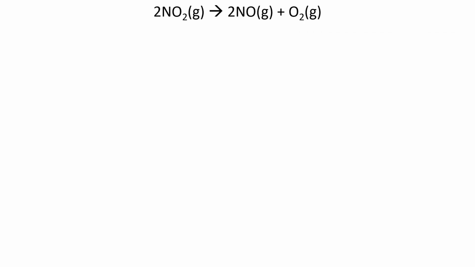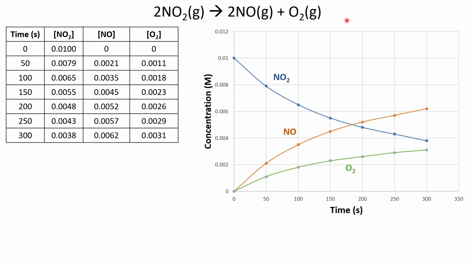Let's do one more. Okay, so we've got a new chemical equation. It's very similar, but it has a different stoichiometric relationship. We've got 2 of our nitrogen dioxide going to 2 of our nitrogen monoxide and oxygen gas. Now, in this case, you'll see from our data table, we're starting with different concentrations. So we're starting with our reactant, and of course, we have no products. Our reactant is going to decrease, and our products are going to increase at different rates here.